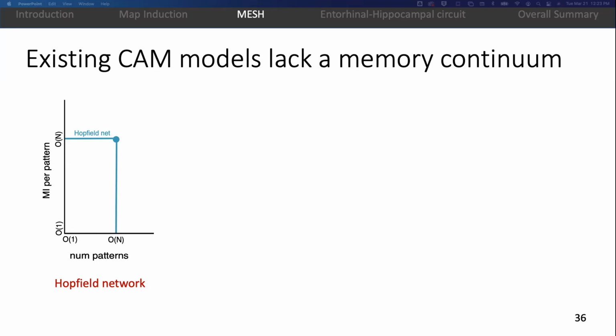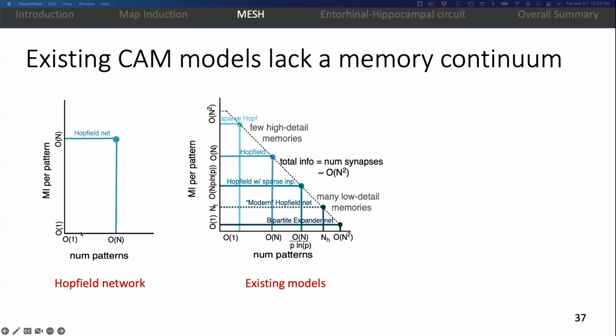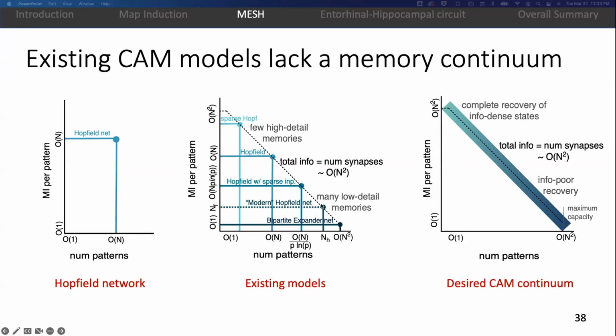So for instance, the Hopfield network is a fully recurrently connected network that has been a famous model of content addressable memory. And it has an upper bound on its capacity, beyond which, if you try to store more memories, it not only can't store any more memories, but it also forgets all the previous memories catastrophically. Similarly, most of the existing models only form points on this continuum. And what we would like is a model that spans this entire continuum, with complete recovery of few memory states and partial recovery of a large number of memory states. And this is what we achieve through a model.